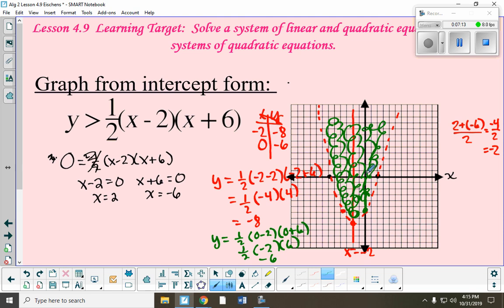So again, when you are in intercept form, and when I say intercept, I mean factored form, set each of the factors equal to 0, plot those points on the x-axis, and then you have to find the middle and draw a line, write down what that value is, substitute that back in, and find where your vertex is. And then just plug in one more point.